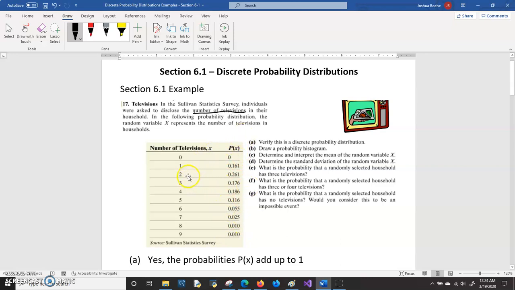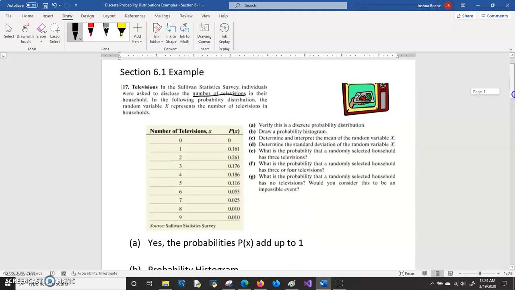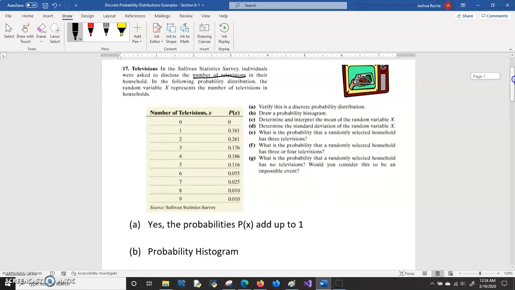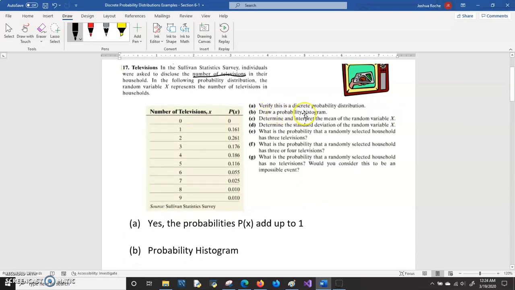So, for example, the probability that there would be 2 TVs in a household was 0.261. Part A says verify that this is a discrete probability distribution. The main thing to do to verify that it is a distribution is to add up all those probabilities and make sure that they add up to 1. And I did this earlier, and they do add up to 1 when you check. Part B, draw a probability histogram.